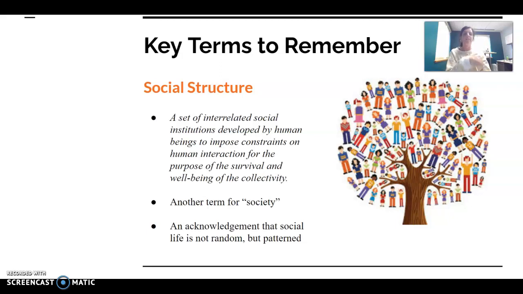Having a social structure acknowledges that social life is not random chaos, but has pattern, it has structure, it has some sort of boundaries put in place in order to promote the good of society.